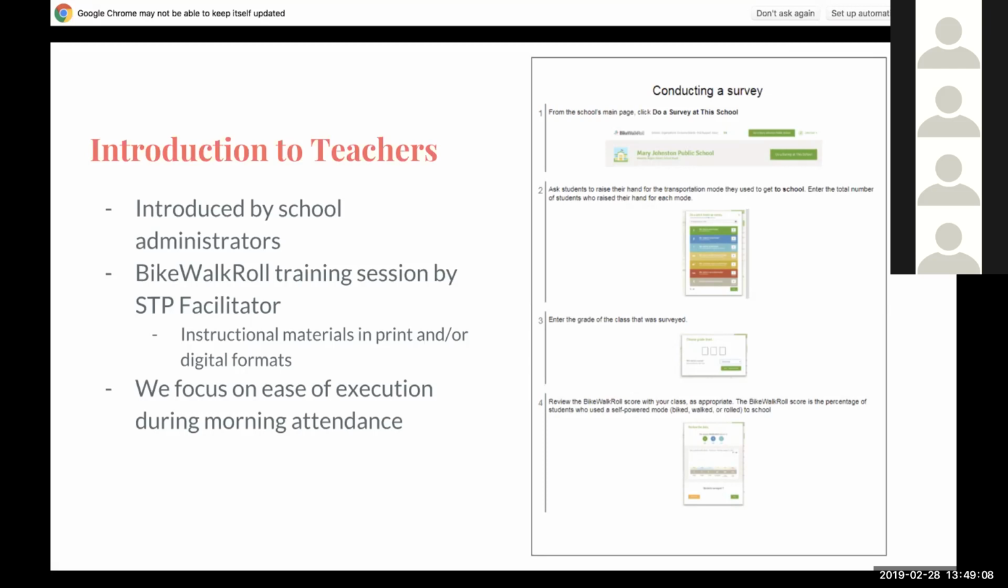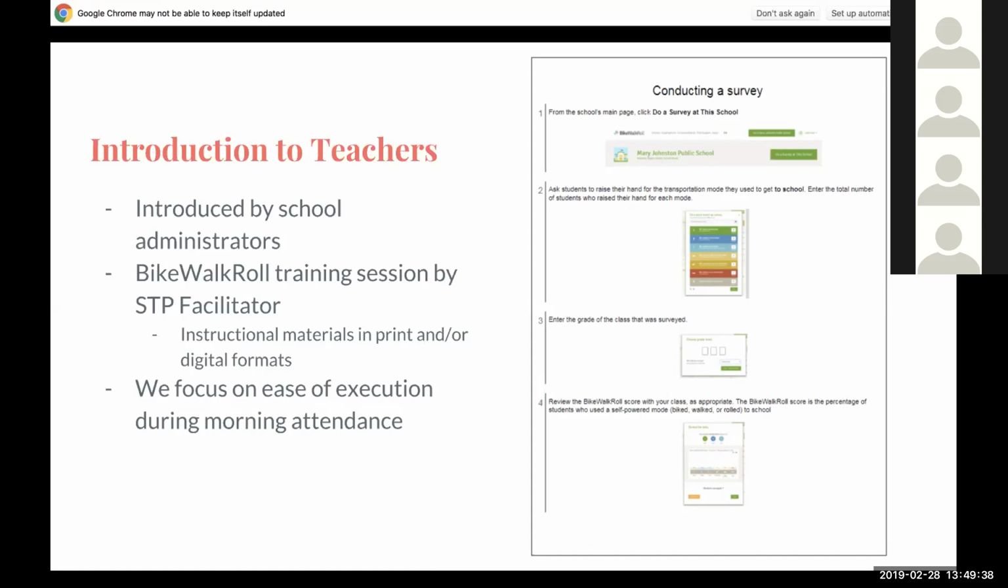Third, we also distributed materials outlining a quick walkthrough of the survey process for teachers. You can see it on the side of the slide here. Having both physical and digital copies of this walkthrough available for teachers helped ensure everyone could quickly learn the BikeWalkRoll survey process. Giving teachers the resources to make the first session go smoothly reduces class time used and increases the chances that they'll want to do it again.